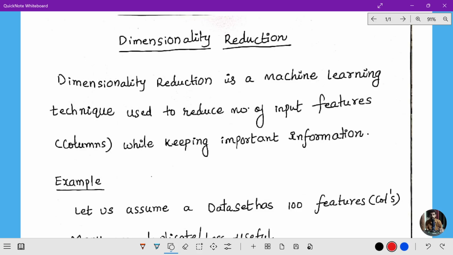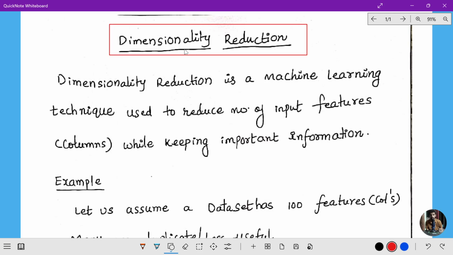In this video, I will explain about dimensionality reduction. So this concept belongs to machine learning. First we'll see the definition. Dimensionality reduction is a machine learning technique used to reduce the number of input features or columns while keeping the important information. So what is the meaning of dimensionality reduction?